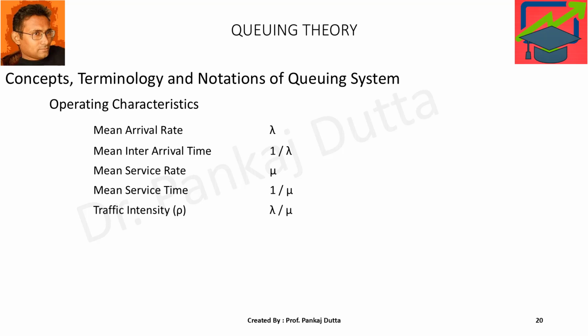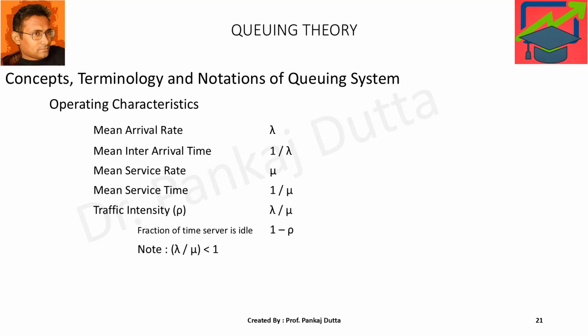Traffic intensity is also known as service utilization factor. It tells us about the fraction of time the server is busy. We can find the fraction of time the server is busy by dividing the mean service time by the mean inter-arrival time of customer. The mean service time is 1 upon mu, while the mean inter-arrival time of customer is 1 upon lambda. On simplification, we get the traffic intensity value as lambda upon mu. It is denoted as rho and the unit is termed as Erlang. 1 minus rho tells us the fraction of time the server is idle.